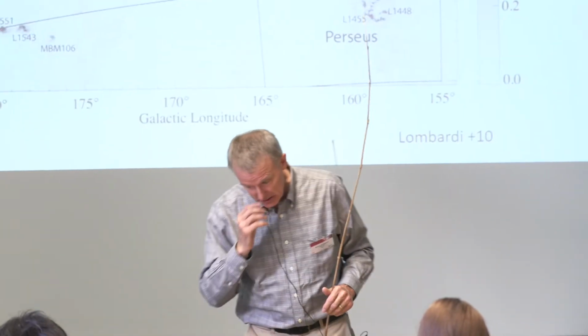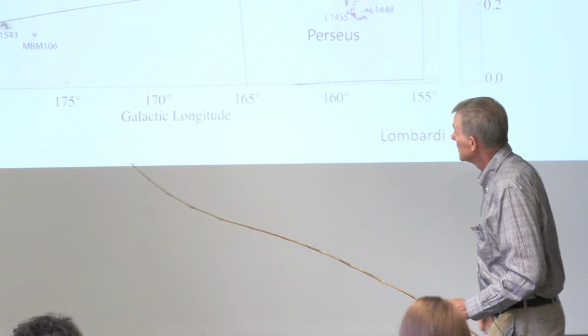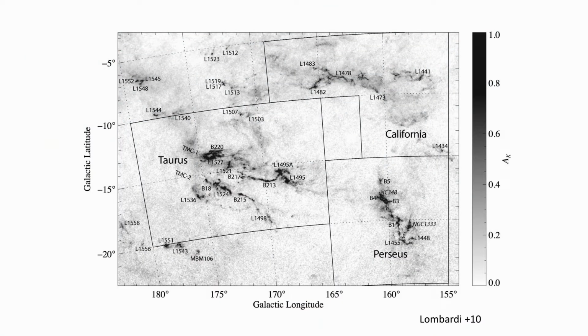Let's look at a map again at Taurus. This is an extinction map, A sub K at K band, just from star counts. Here are the Taurus clouds, these are the filaments I showed you before.